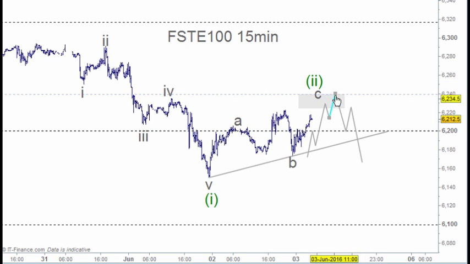So once this tests higher here and then this number here becomes a retested resistance, then you can catch the third wave to the downside here. But that number there as the retested resistance is a catalyst and a trade setup, and your signal would come from in there too. So the DAX is the same as well.